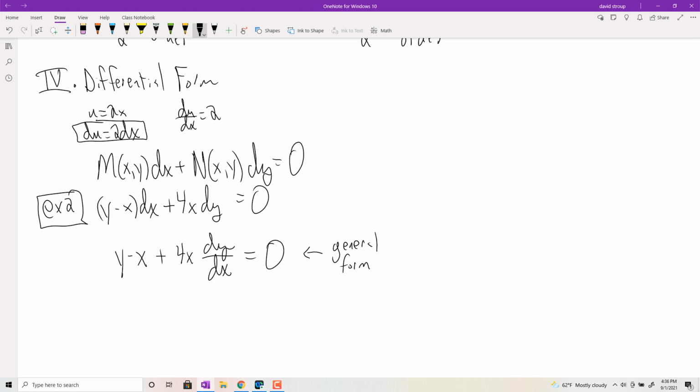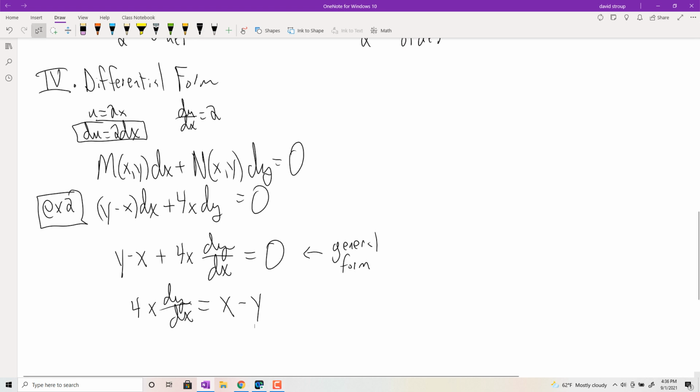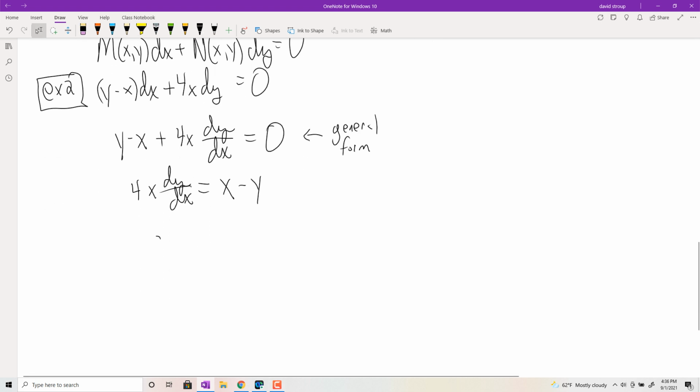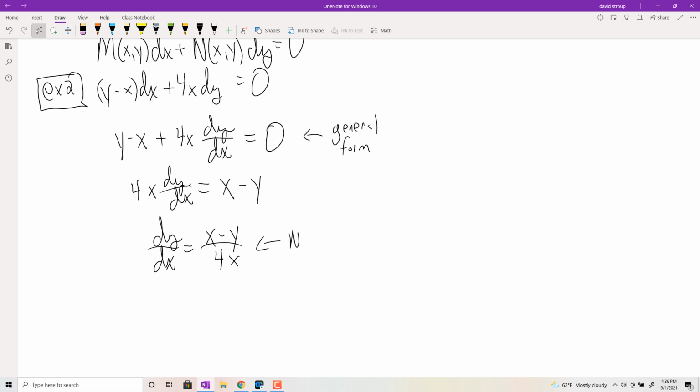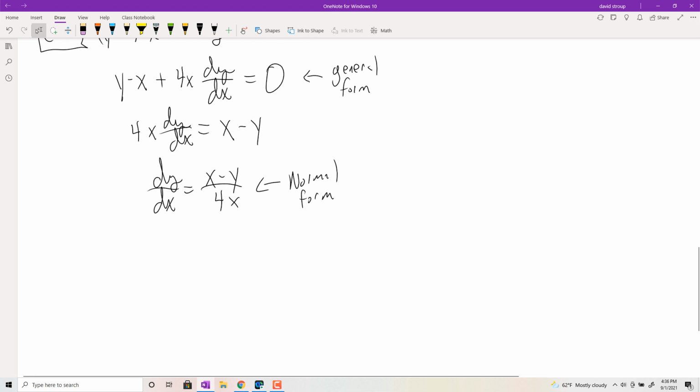The other form is called the normal form. And what you do there is get the highest order derivative and put it on one side and put everything else on the other. So let's see if we get the normal form. I'm going to move the x and the y over, so I have positive x minus y. And then I could divide both sides by 4x, and I should have my normal form. Okay, so this is the normal form. And by no means do you need to memorize these terms. I will probably not use them very much myself.